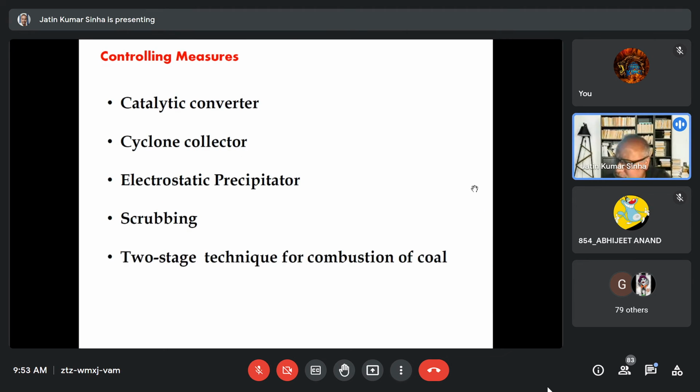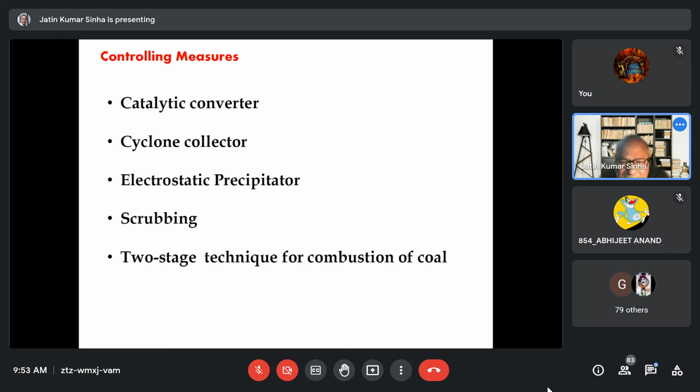The next topic is the controlling measures that we are going to adopt, at both the domestic level as well as the industrial level. In this category, we'll be discussing different controlling measures for air pollutants. We have the catalytic converter, which is for the transportation system. Then we have the cyclone collector, electrostatic precipitators, and scrubbing techniques. These are all used at the industrial level.